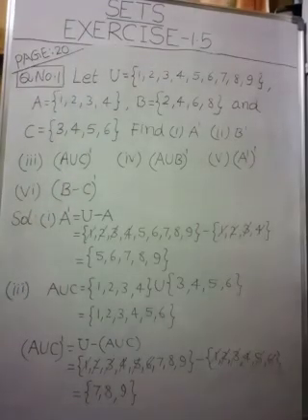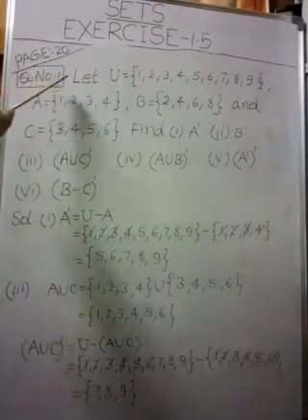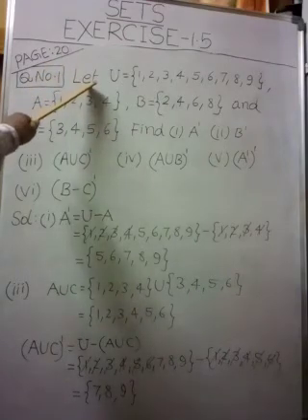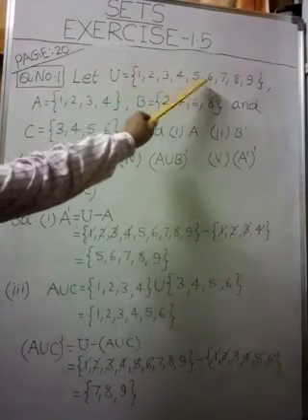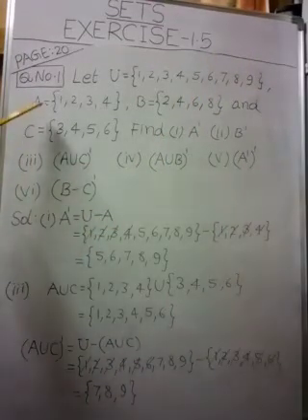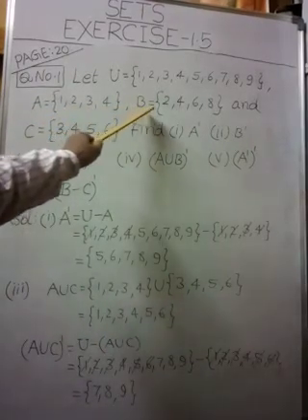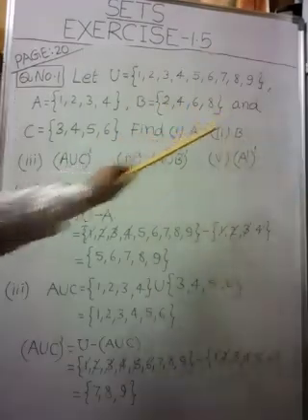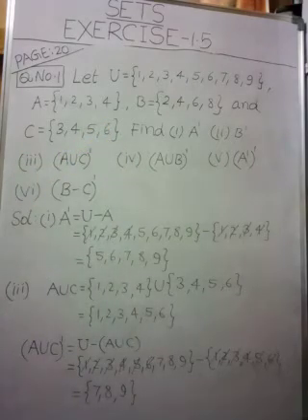The concepts of exercise 1.5 are over. Now come to the exercise 1.5 sums. See page number 20. Question number 1. Let the universal set be the set 1, 2, 3, 4, 5, 6, 7, 8, 9. These are the elements of the universal set. And set A is equal to 1, 2, 3, 4. And B is equal to the set 2, 4, 6, 8. And C is equal to the set 3, 4, 5, 6. These are the given sets.